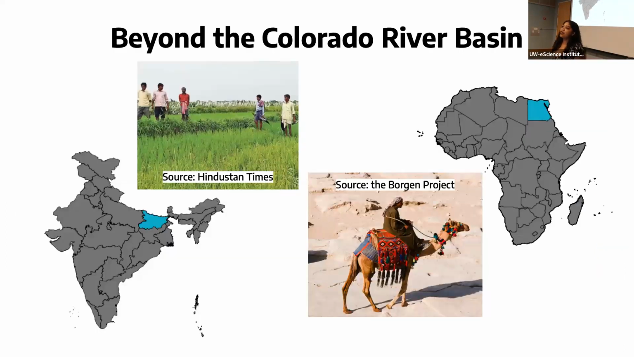Now, unfortunately, the Colorado River Basin is not unique in that it's facing significant water stress. As mentioned previously, these crises are happening all over the world. So just a few examples, the state of Bihar in India is experiencing decreased rainfall and decline in groundwater levels. And the country of Egypt in Africa will have very exacerbated water crises in the very near future. And so we hope that our tool can empower researchers across the globe.